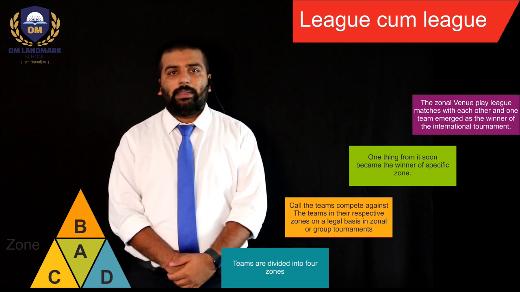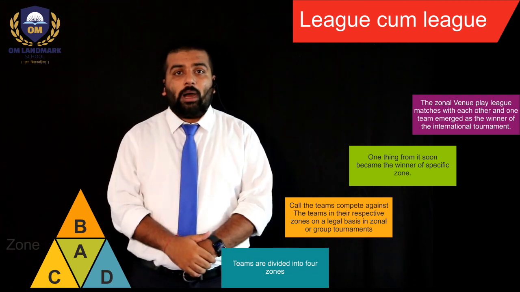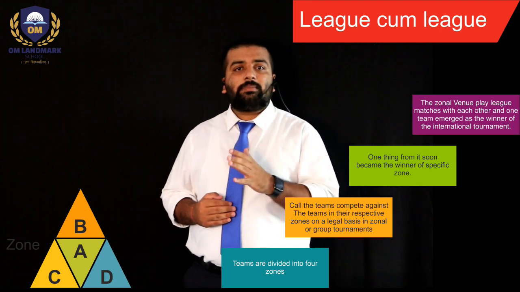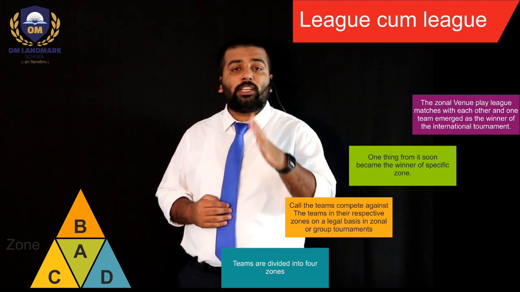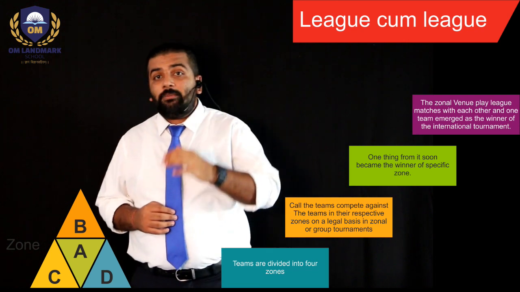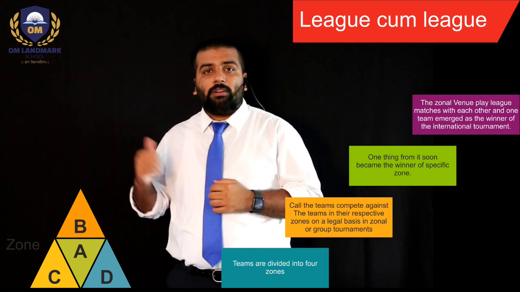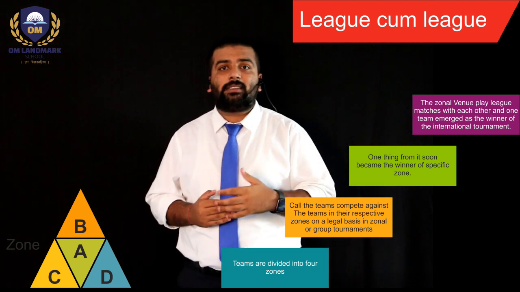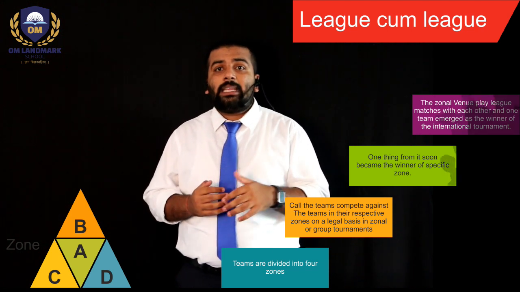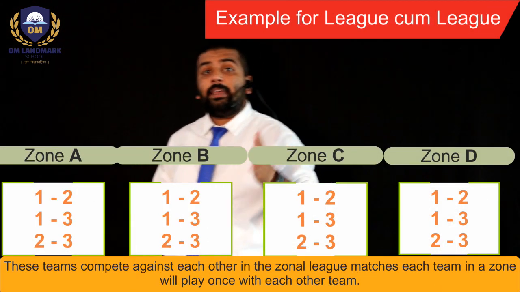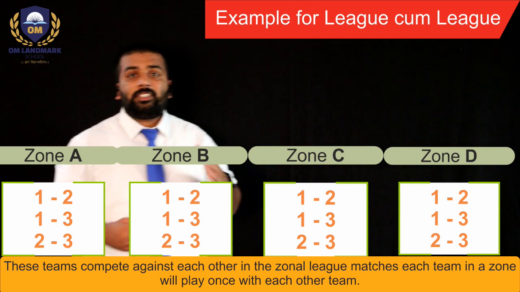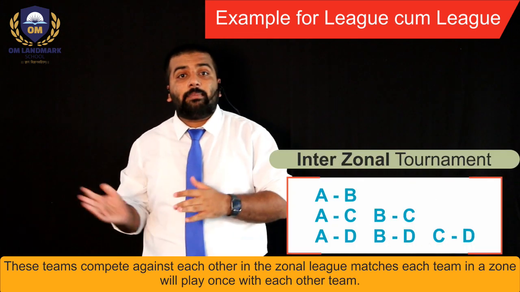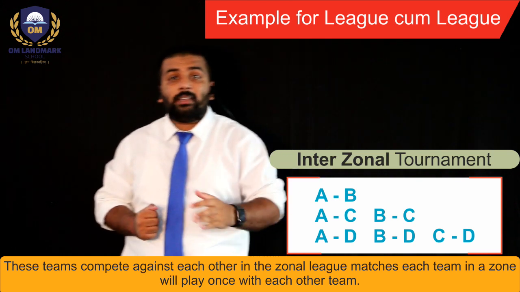League cum league tournament. Teams are divided into four zones. All the teams compete against the teams in their respective zones on a league basis in a zonal or group tournament. One team from each zone becomes the winner of that zone. These zonal winners play league matches with each other, and one team emerges as the winner of the interzonal tournament. Example for league cum league tournament: the teams compete against each other in zonal league matches. Each team in a zone plays once with each and every team.